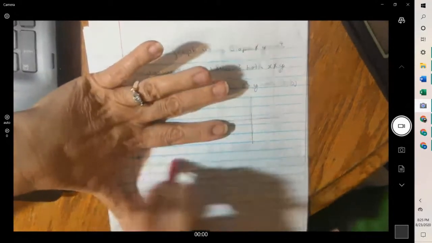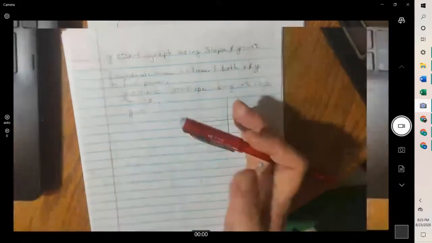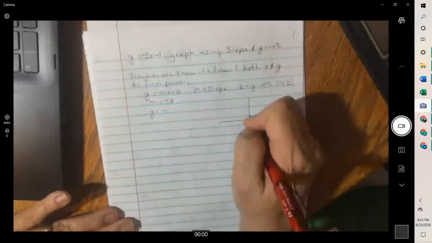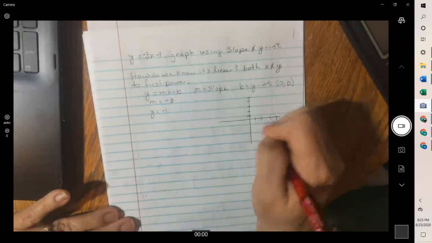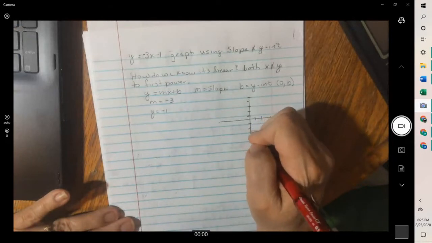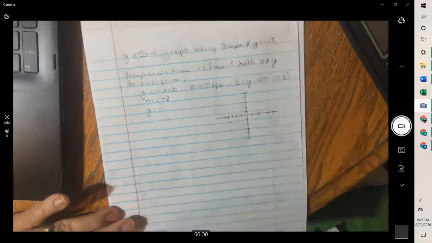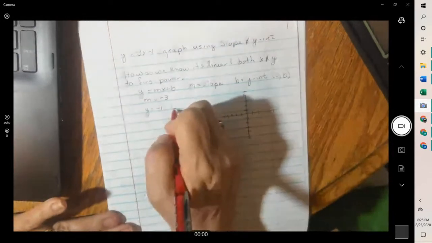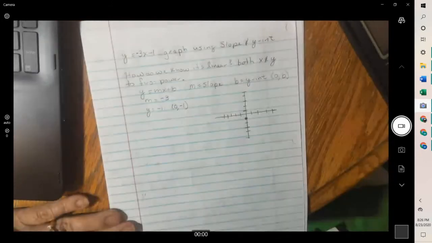When we go to graph it, now when you go to graph, the first thing you want to do is draw your graph. First thing you do is mark your y-intercept. Remember, that can be written as a point 0, negative 1. So that would be here. Then we use our slope.